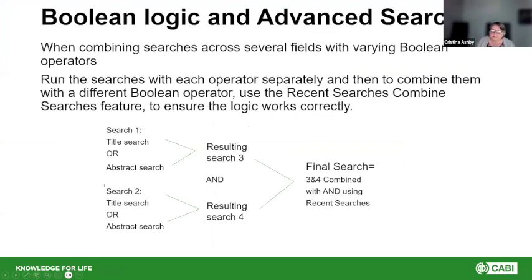And the Boolean logic with advanced search. This is something we get asked about quite a bit by people doing systematic reviews, for example, when they're doing a title, abstract, or keyword search, or title abstract search. What we generally advise to make sure that the logic works correctly is that you do the searches that use the same operator first separately. And then if you want to combine them with an AND, you combine the resulting searches using the recent searches search history, instead of having 4 different searches, title, abstract, in the advanced search dropdown. We find that this approach using the recent searches works better.